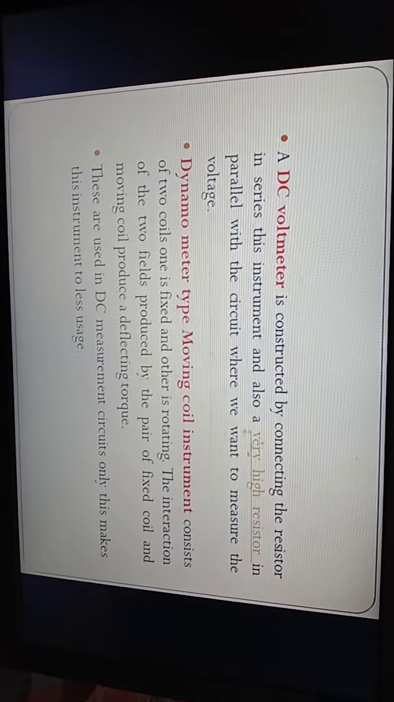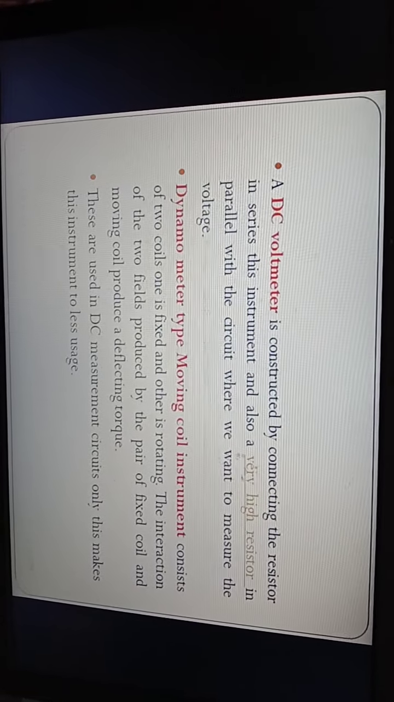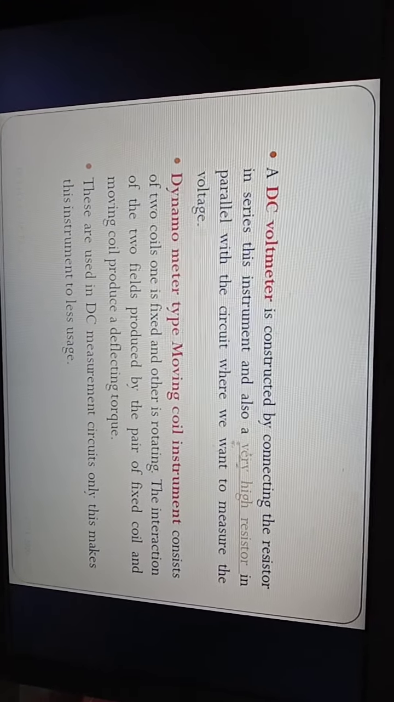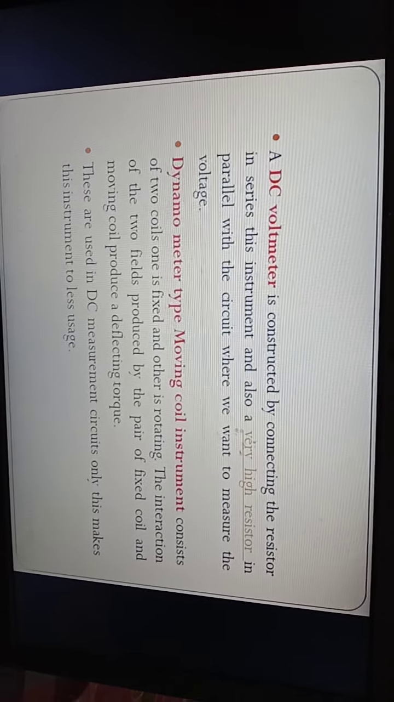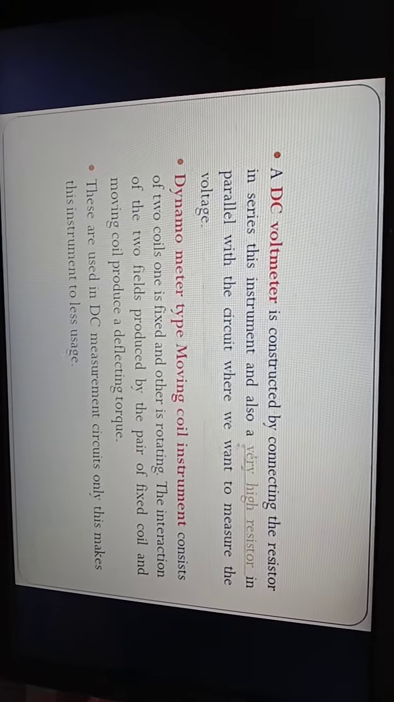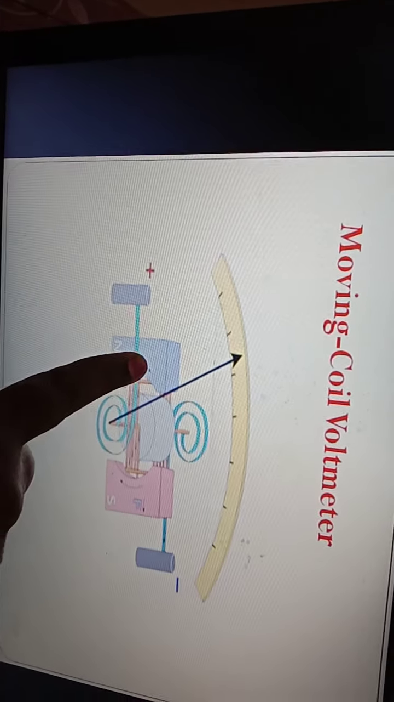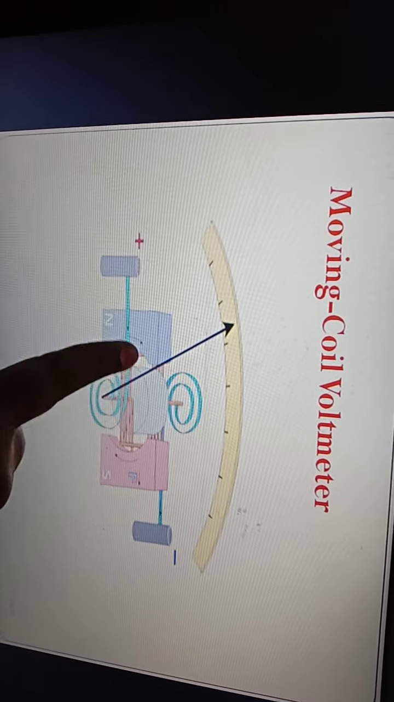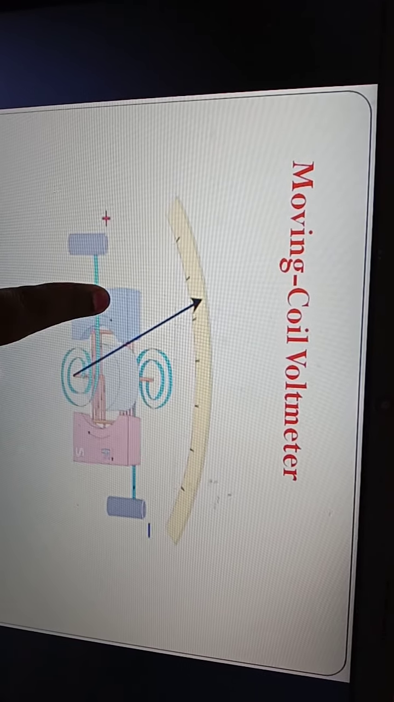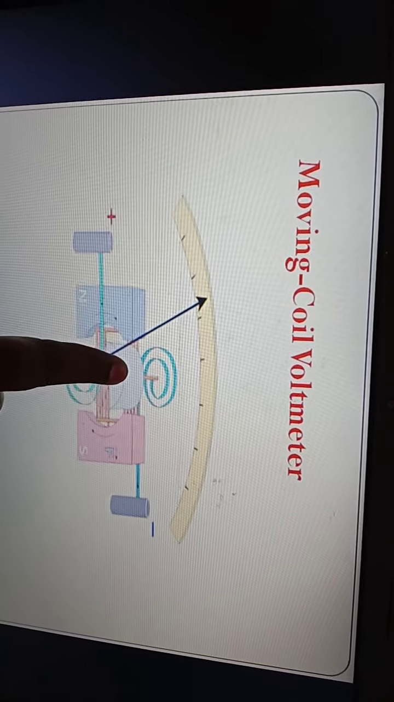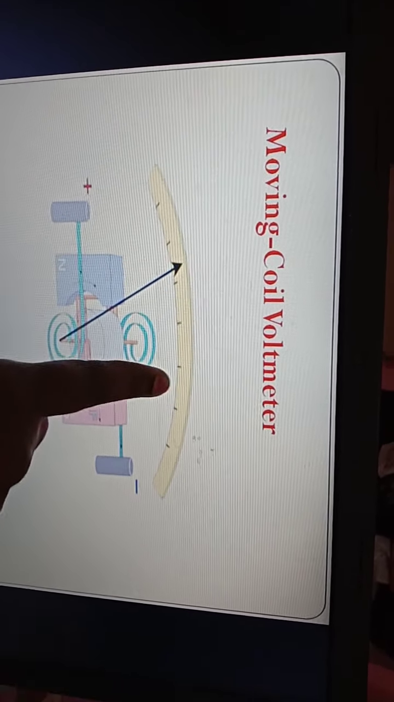In the dynamometer type moving coil instrument, it consists of two coils, one is fixed and the other is rotating. The interaction between the fixed coil and the rotating coil will show the deflection of the voltage in the dynamometer type moving coil instrument. So this is the moving coil. The north and south poles are the fixed magnet, and in between is the rotating coil. So the deflection between the fixed and rotating parts will show the deflection of the voltage across the coil.